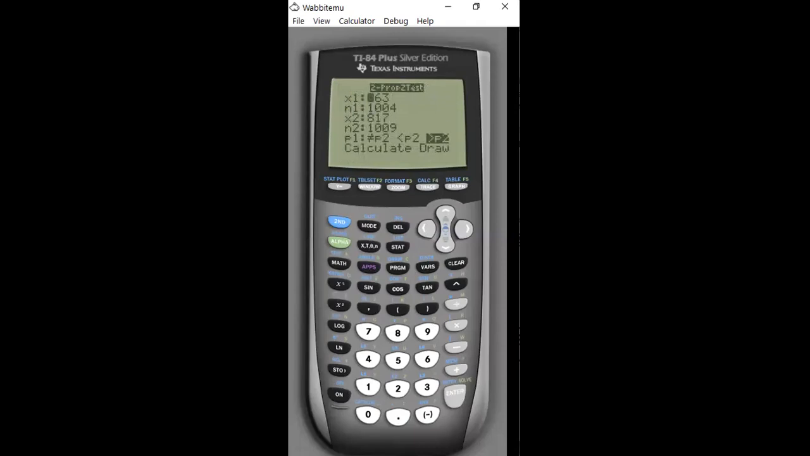So x1, you input what we just calculated, 463, and n1 is 1004, the total number of Canadians they surveyed. Now x2 we just did is 417, n2 is 1009. Now your alternative hypothesis is p1 greater than p2, the percent of the Canadians greater than the percent of the Britons. So you input that, and then you do calculate. Here, you got it.